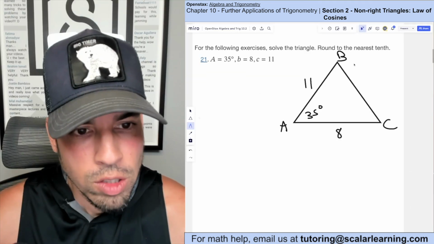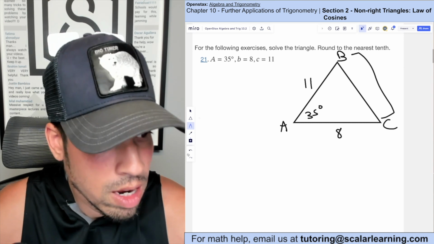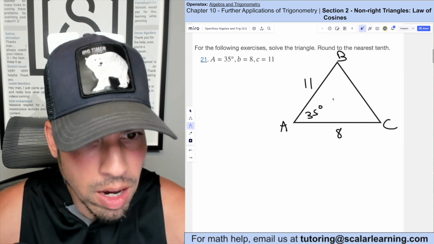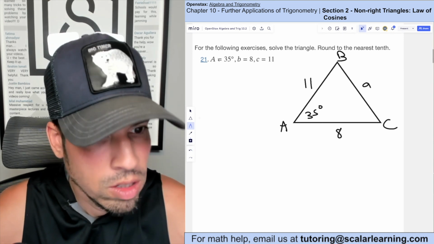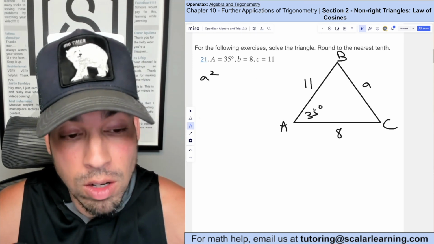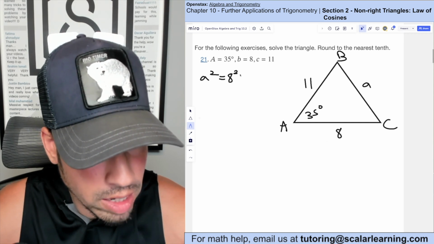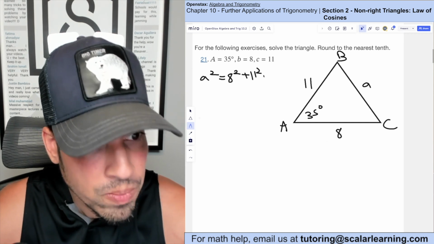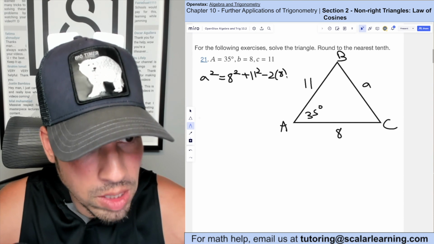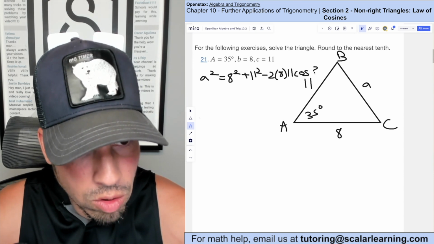Done. So for this one, we're meant to solve the entire triangle, and we're going to start by solving for this side opposite the angle 35, and we're going to call that side little a. So let's set it up now. We got a squared, the unknown side, opposite the known angle is equal to then the other two sides, each squared, 8 squared plus 11 squared, and then it's minus 2 times 8 times 11, those same two sides, and then times cosine of that angle 35.